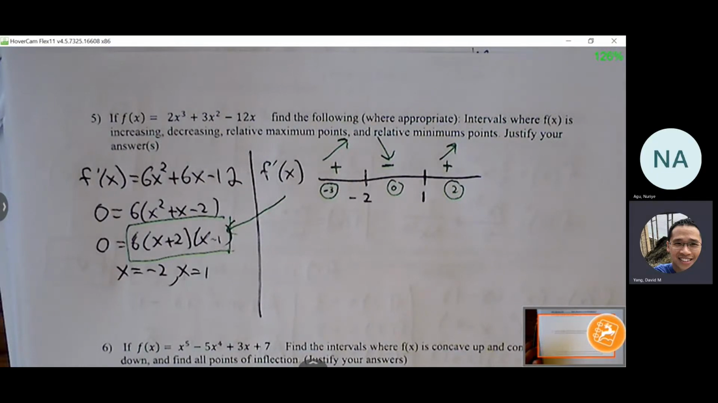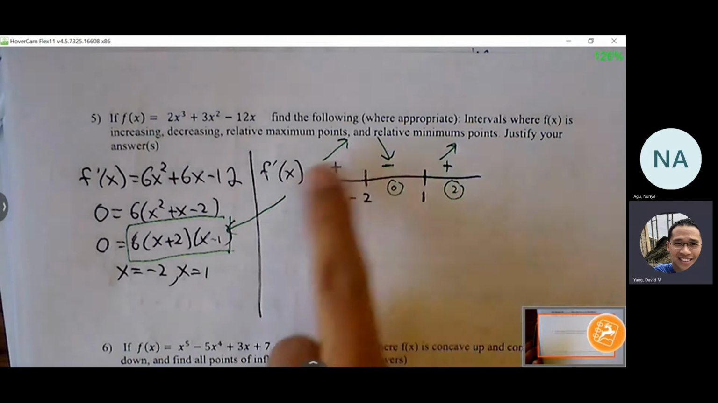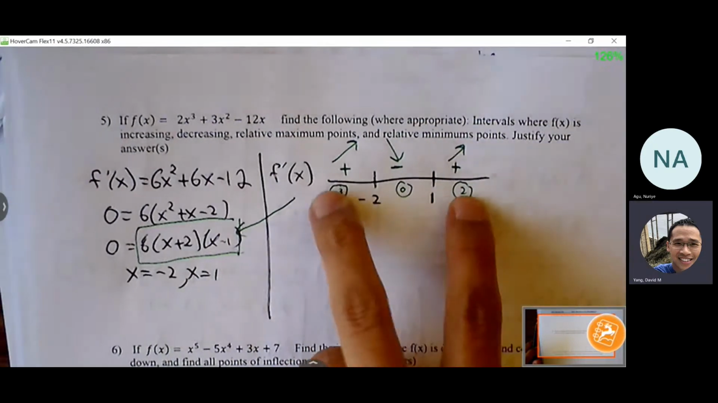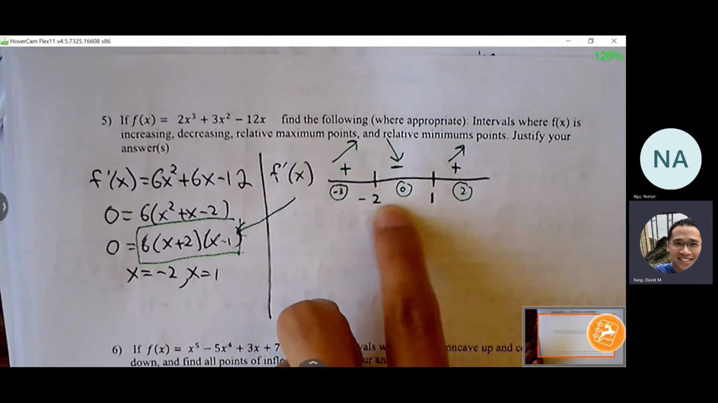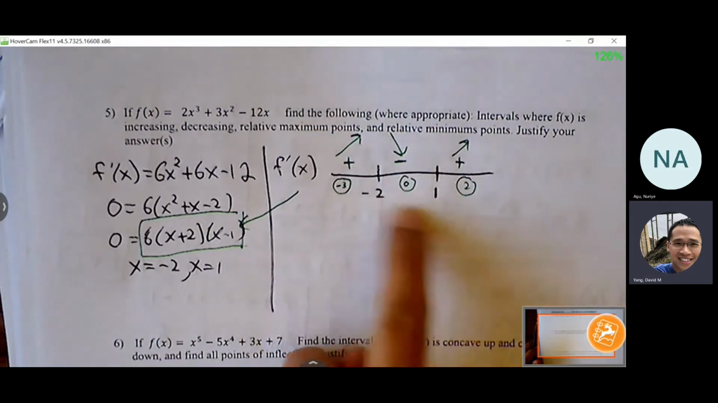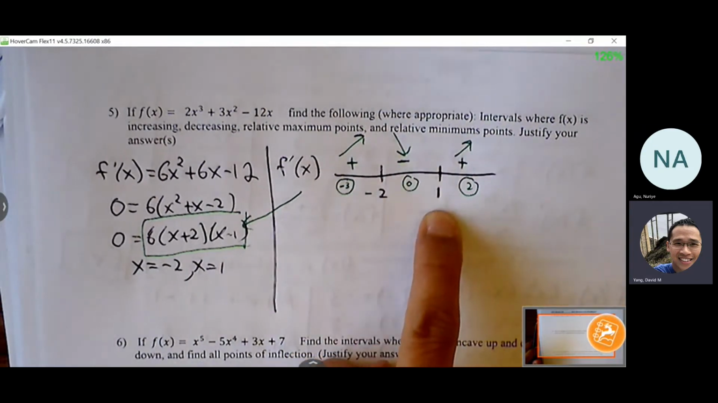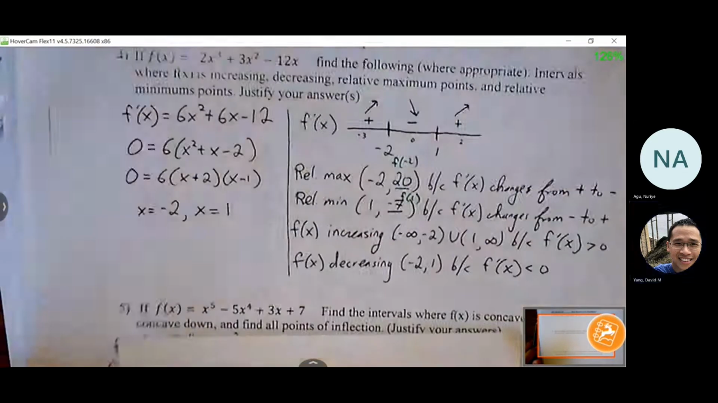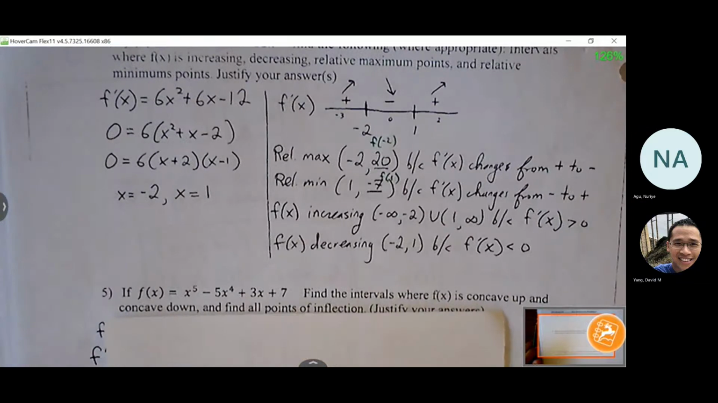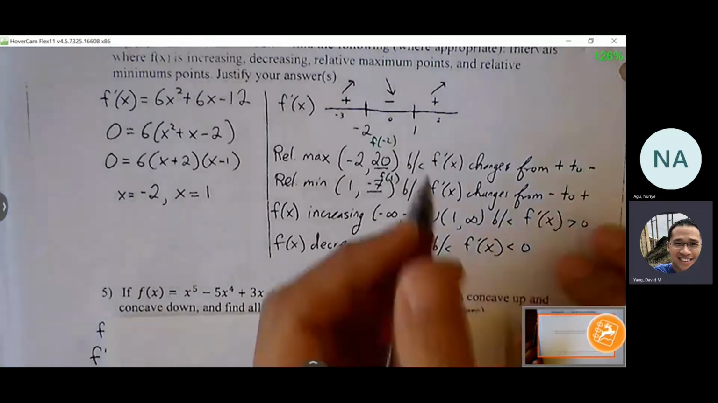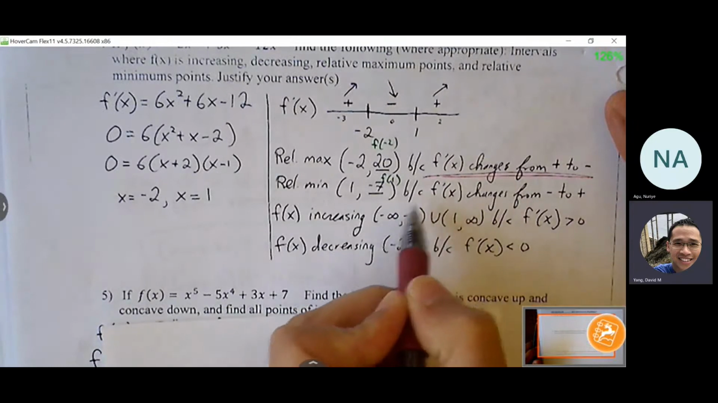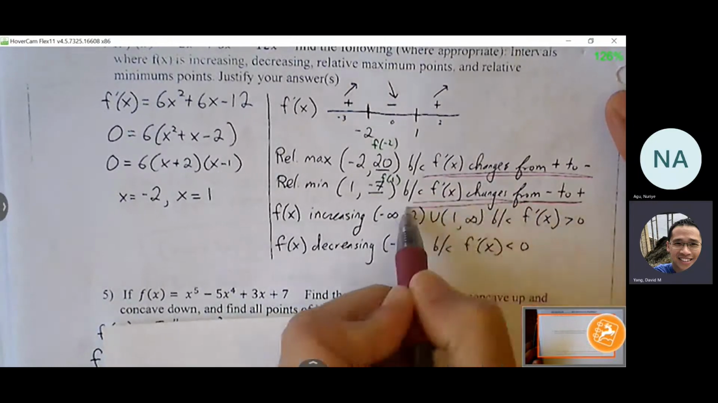And now this is the easy part, right? Just translate all this into because statements. You have your interval increase, you have your interval decrease, you have your relative max, you have your relative min. Careful that you're writing your because statements for your relative max and relative min. Again, a lot of students leave these out.